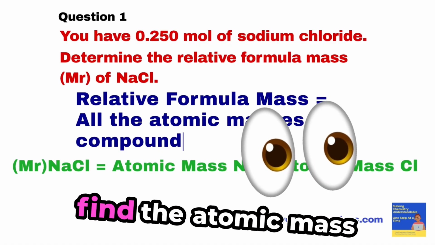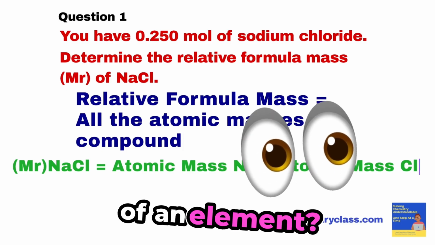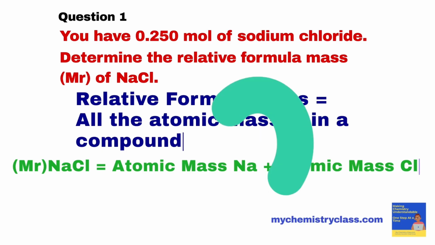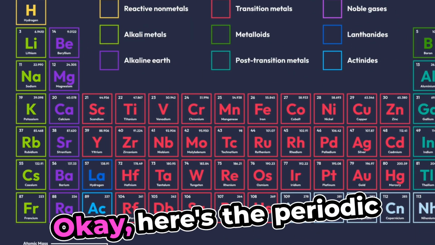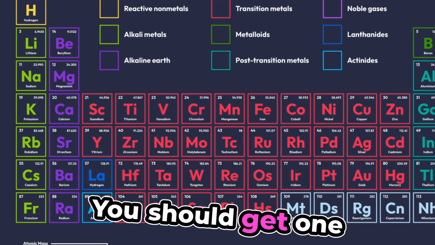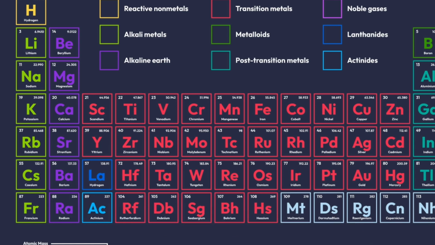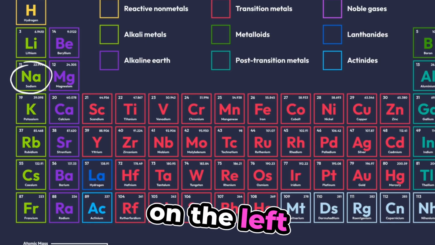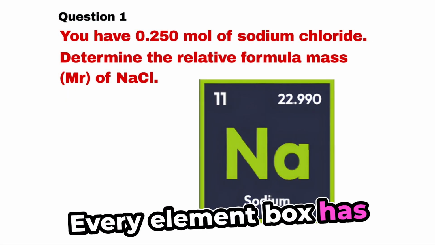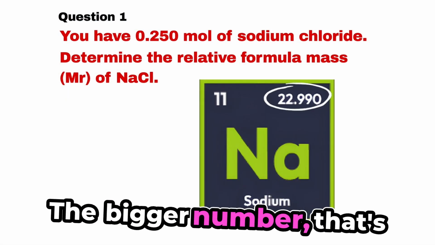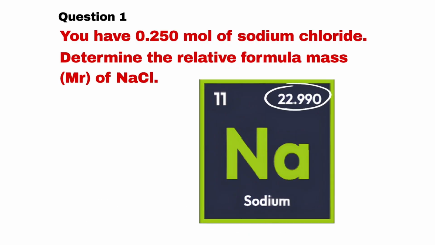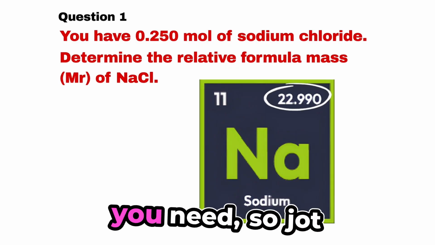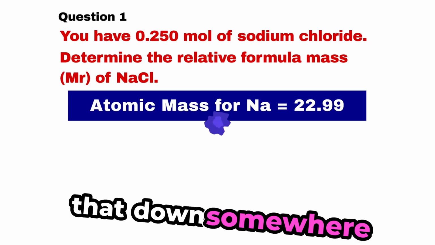But where do you find the atomic mass of an element? On the periodic table. So let's take a look. Okay, here's the periodic table. You should get one supplied with your exam, by the way. You need to look for the symbol for sodium, which is Na, and it's over here on the left. Every element box has two numbers. The bigger number, that's the atomic mass, or Ar, that's the number that you need, so jot that down somewhere.